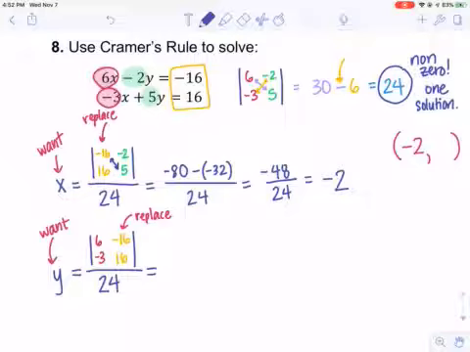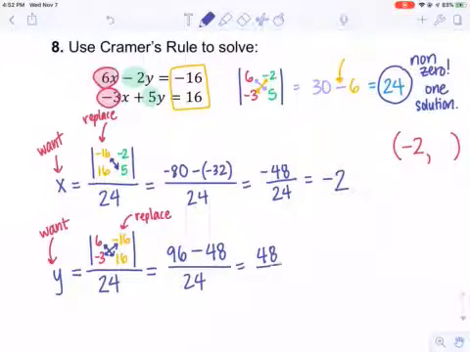So now it's time to take the determinant. We go ahead and do that, and we end up with 6 times 16, which is 96, minus -3 times -16, which becomes +48. That's divided by 24. And when we subtract, we get 48 over 24, which we can simplify to 2. So there's our y coordinate. We've now got our solution. These two lines intersect at -2, 2.